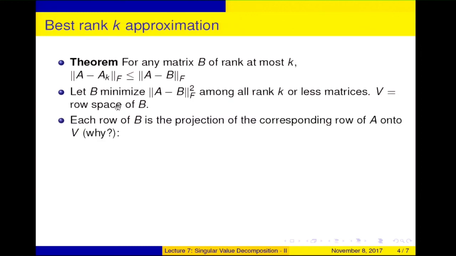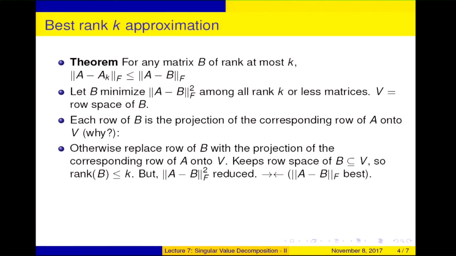So to see that, first we argue that each row of B is a projection of the corresponding row of A onto the subspace V spanned by the rows of V, right? So I want to claim this. And the proof is, if that's not the case, if a row of B had a component which is not equal to the projection onto the corresponding space of V, we can instead replace that row by the row of A projected onto V.